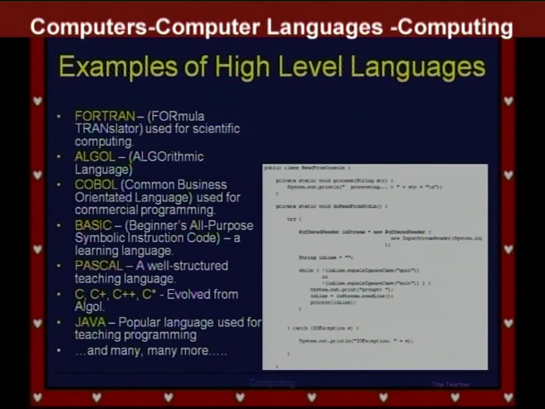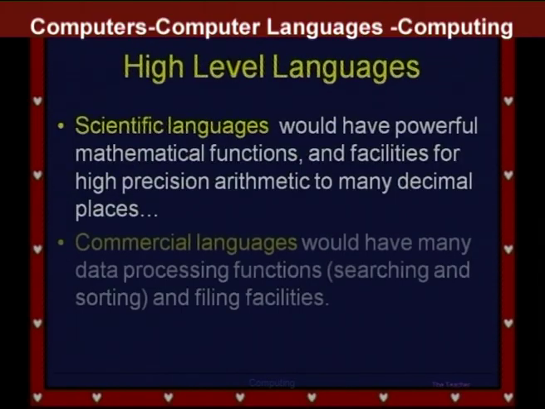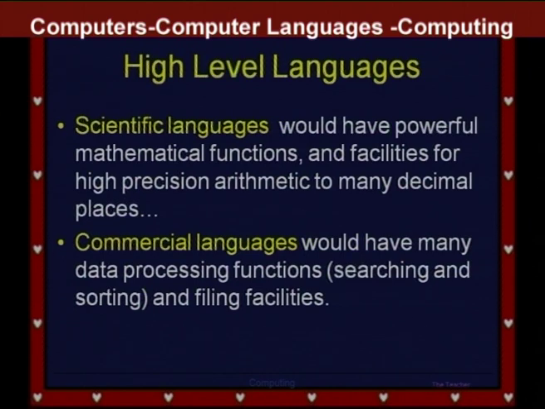How is low level language converted? By an assembler. We have something called an assembler. The assembler will convert the low level language to machine code, whereas for high level language, the compiler and interpreter will convert the high level language to machine code. So as I said again, high level languages are very specific.